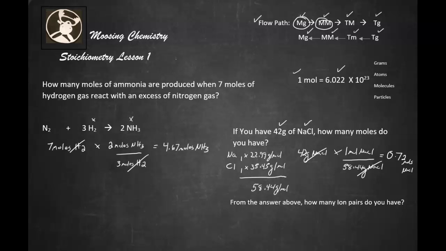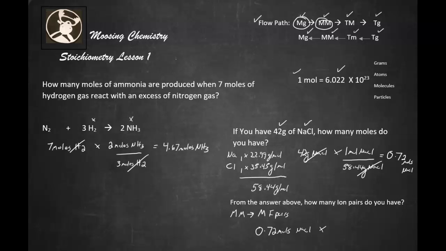All right, so now there's one more question from the answer above. How many ion pairs do I have? Now, what we're going to do is something a little bit different, okay? We're going to go from my moles to my ion pairs. See? So how are we going to do that? Well, first of all, you write down the moles. You know that you have 0.72 moles of NaCl.